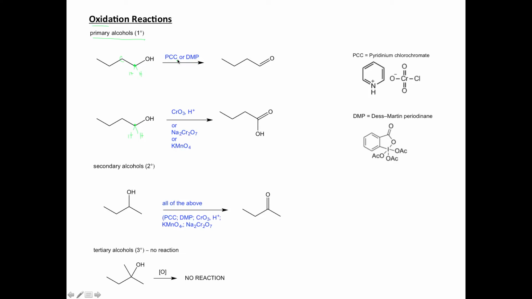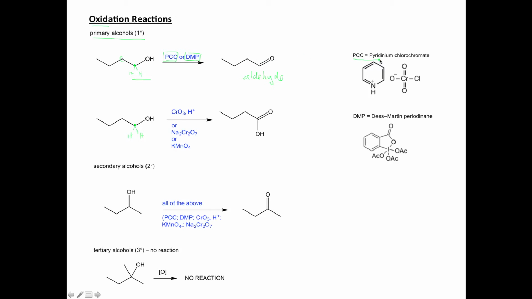So for sophomore organic chemistry, there's really 5 main reagents that we're going to talk about. First, let's focus on the reagents PCC or DMP. These reagents are essentially interchangeable, so I can either use PCC or DMP. And what these reagents do is they convert a primary alcohol into an aldehyde.